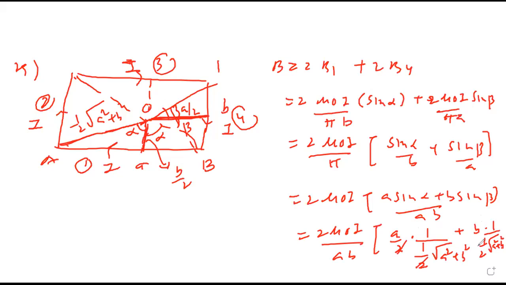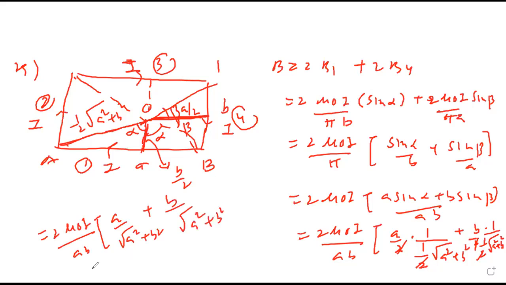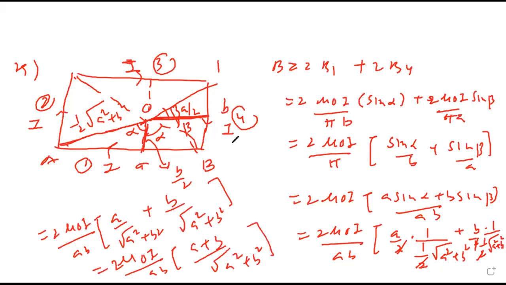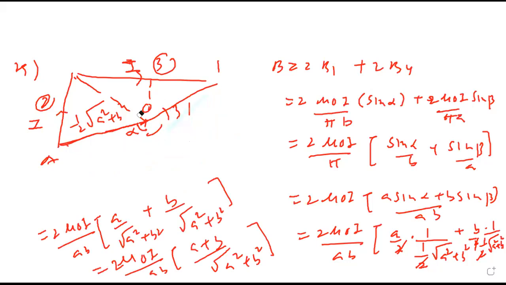B by 2, the 2 cancels. So we get 2 times mu naught I upon AB, A upon root of A square plus B square plus B upon root of A square plus B square. That is 2 times mu naught I upon AB, A plus B upon root of A square plus B square. Sir, you missed pi from the fourth step. Okay, we will include it now. Thank you.